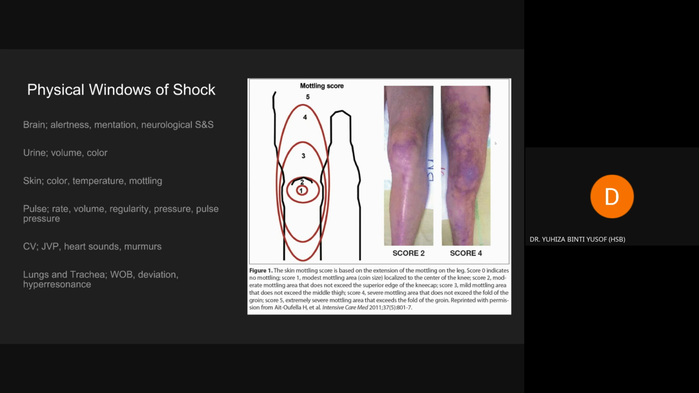So the skin mottling score is what most ICU use now. We check the knees, but that's one of the last places to show evidence of mottling. And if you see evidence of mottling, it can be in a bruising punya colour ataupun it can be. Tak ada satu patient tu, patient barusan stable je, tapi dia punya mottling tu memang teruk gila kan.